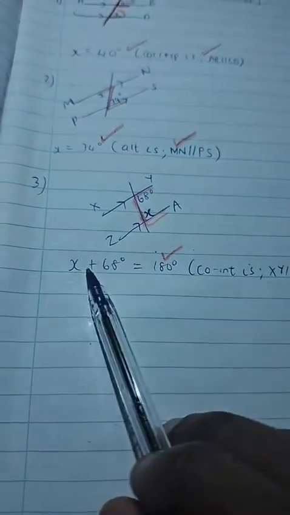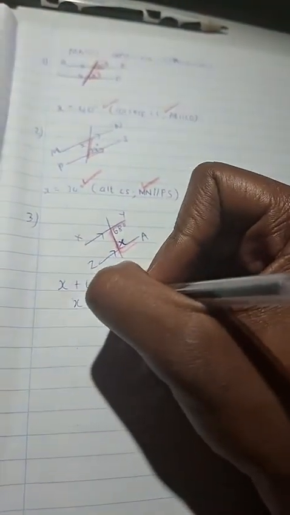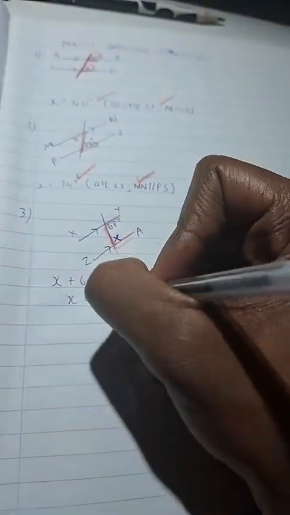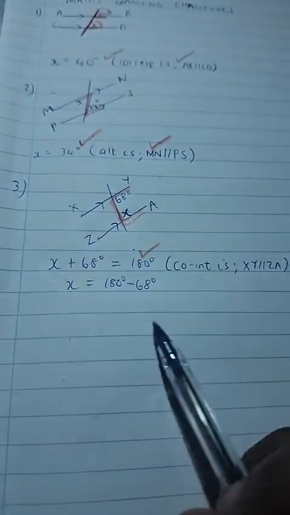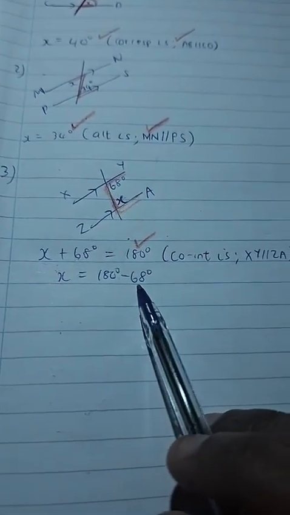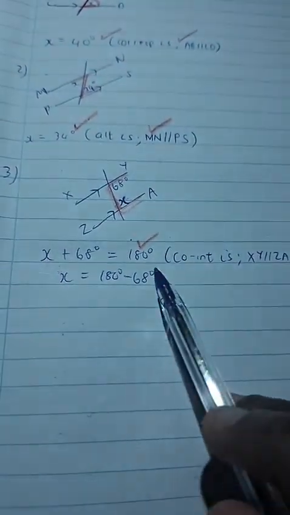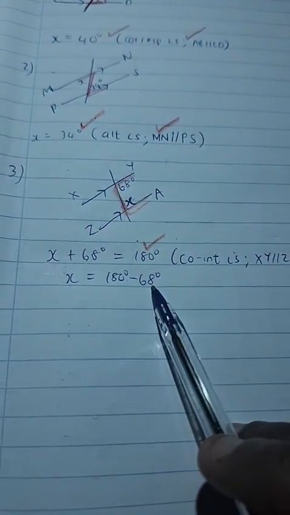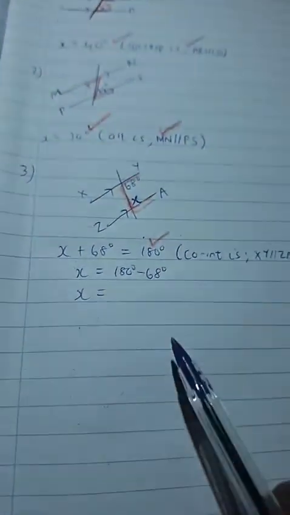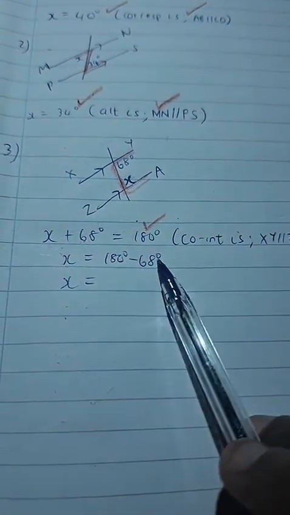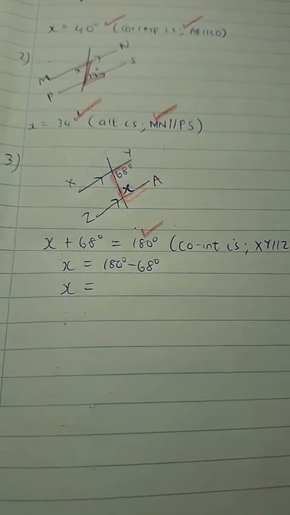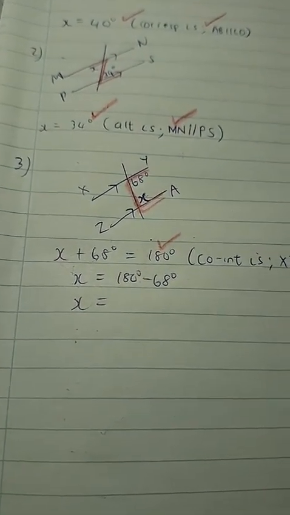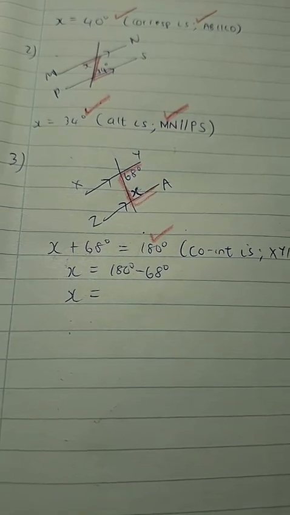Now that we have an equation, we can solve for x. So we transpose the 68 degrees to the right hand side, and the positive 68 changes to negative 68 degrees. Then we subtract the two angles. What's 180 minus 68, guys? 180 minus 68.